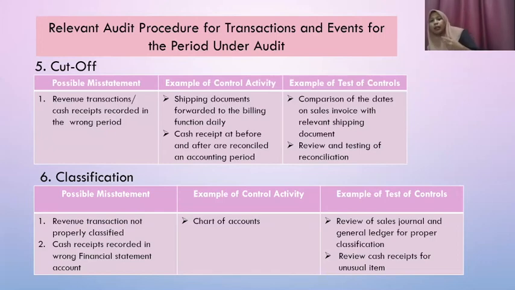What the auditors can do to obtain evidence on the assertion of cut-off is compare the dates on sales invoices and relevant documents such as shipping documents. Next, the auditor can review and test the reconciliation of the cash receipts.